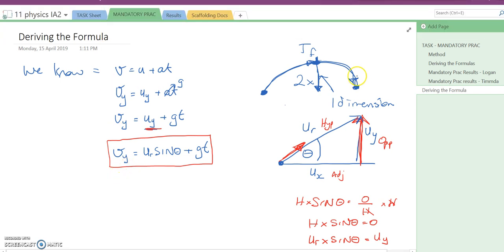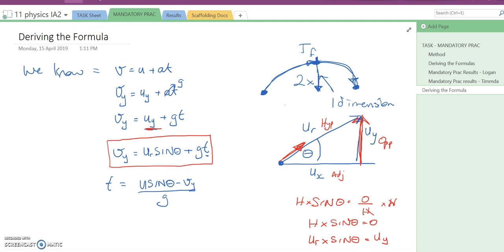Now we could be happy with calculating the velocity, but we said before that one of the things we might want to know is the time. This time here, we might want to know the time. So what about if we now rearrange for time? We want to have the time is equal to something. Well, what we're going to do is rearrange the formula so that we end up with u, I'm just going to call that u, sine of theta minus vy, all over g.